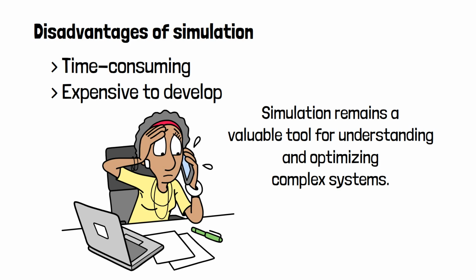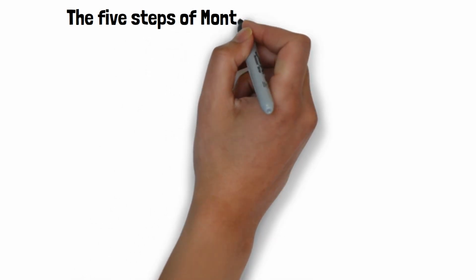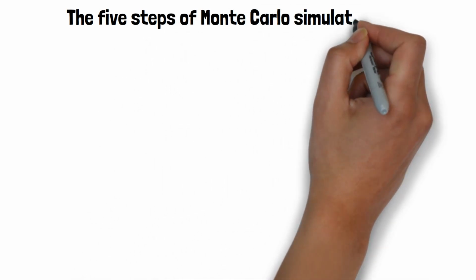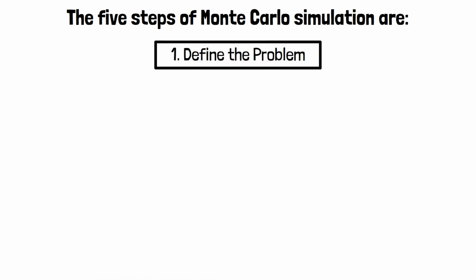Monte Carlo simulation is a specific type of simulation that relies on repeated random sampling to obtain numerical results. It is particularly useful for systems with inherent uncertainty and variability. The 5 steps of Monte Carlo simulation are: 1. Define the problem. Clearly specify the system or process to be analyzed and the objectives of the simulation.